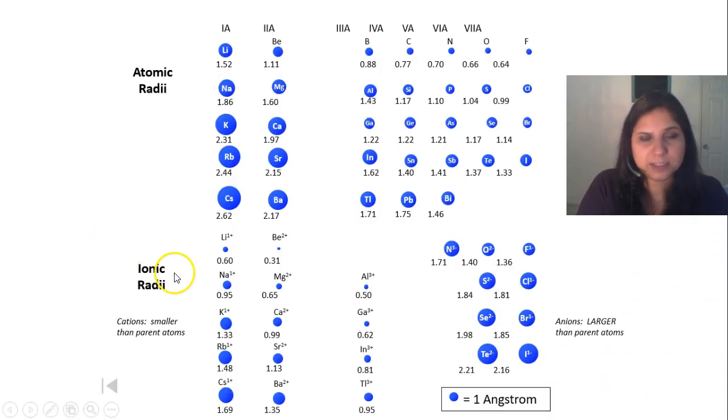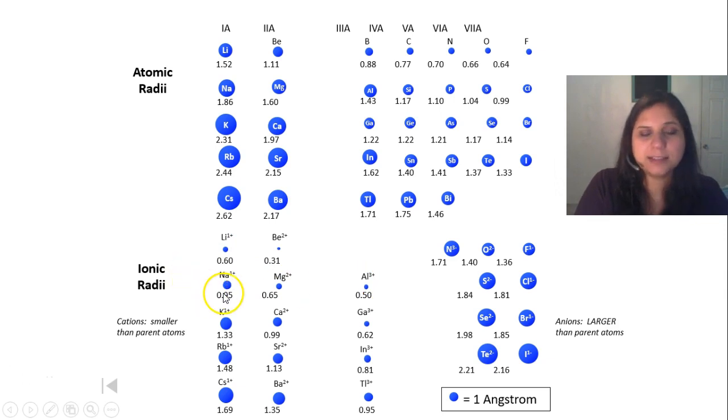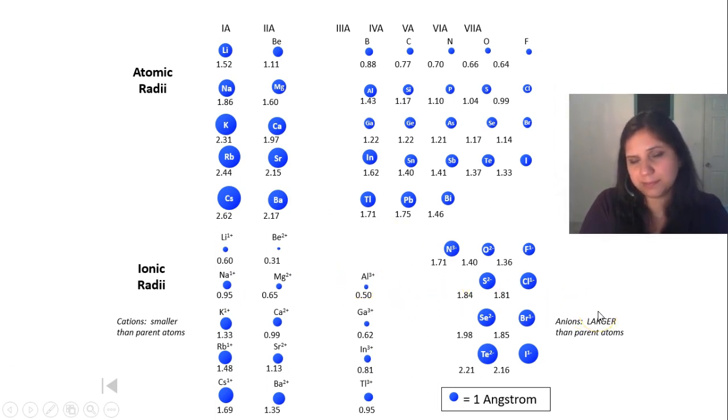All right, so let's look at this bottom part of this table. As we go from left to right, from sodium to magnesium to aluminum, the size of the ionic radii is decreasing. And then there's a shift. All of a sudden it gets bigger and decreases again. So it shifts between the part where these are positive ions and these are negative ions.